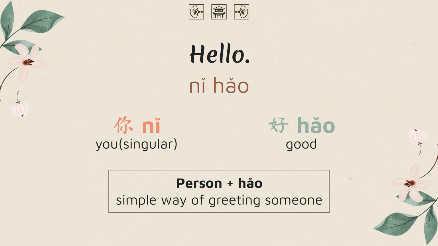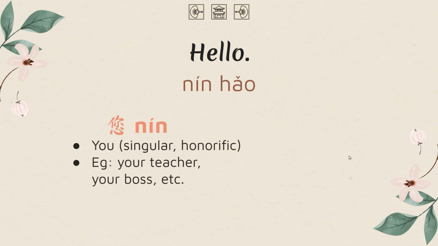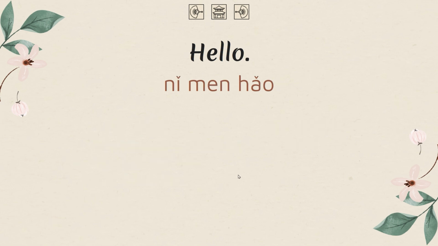你好. Very good. Here's another way to say hello. 您好. So 您好 is a way to show respect to the person that you're talking to, because 您 is the honorific form of 你, you. For example, if you're talking to your teacher or your boss, you might want to use 您. Now let's say it one more time. 您好. Here's another hello. 你们好.